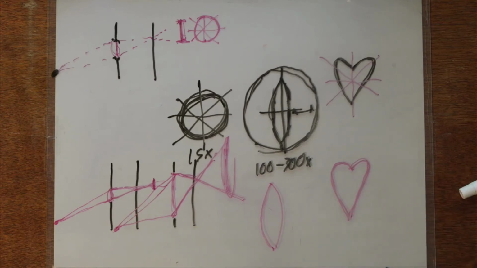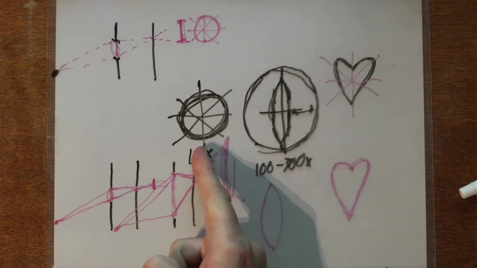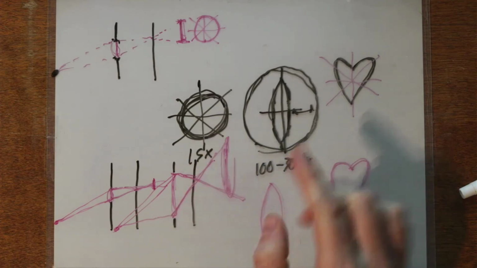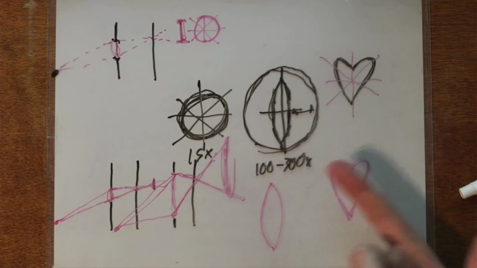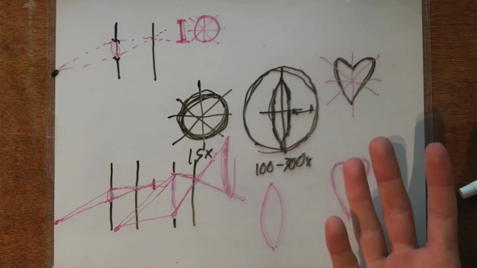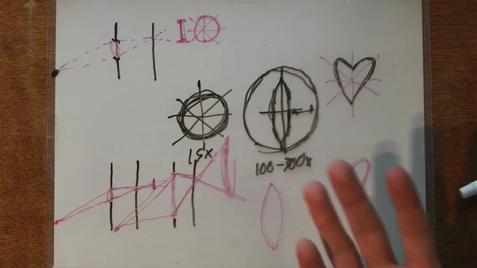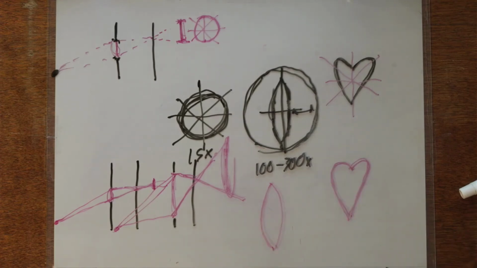Now, for us, we have these, right? And cats have this shape. I think, well, why don't we have that shape? It would be really cool to have 100 to 300 times the amount of light gathering capability, as opposed to 15 times from minimum to maximum. That seems way better.